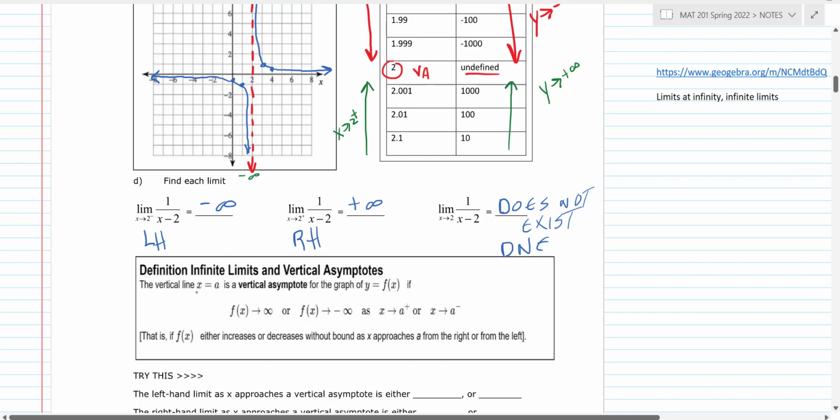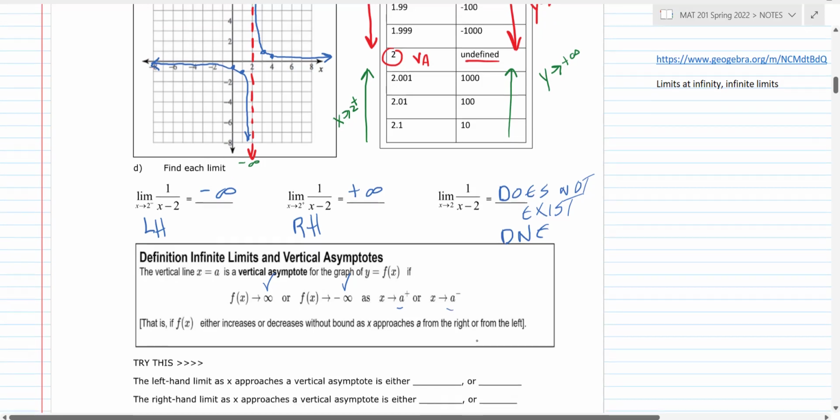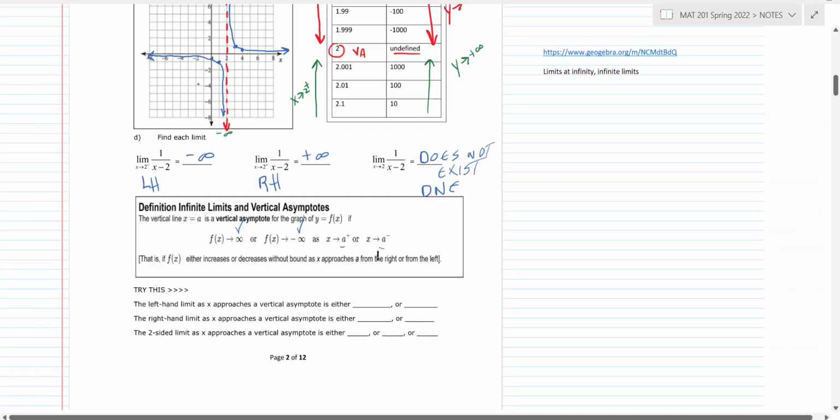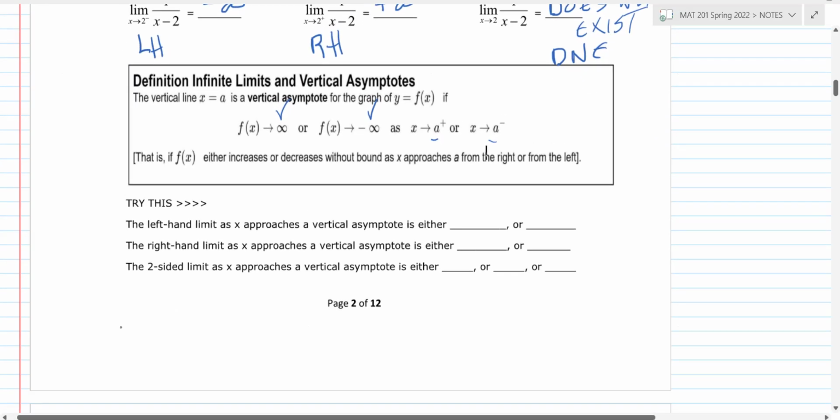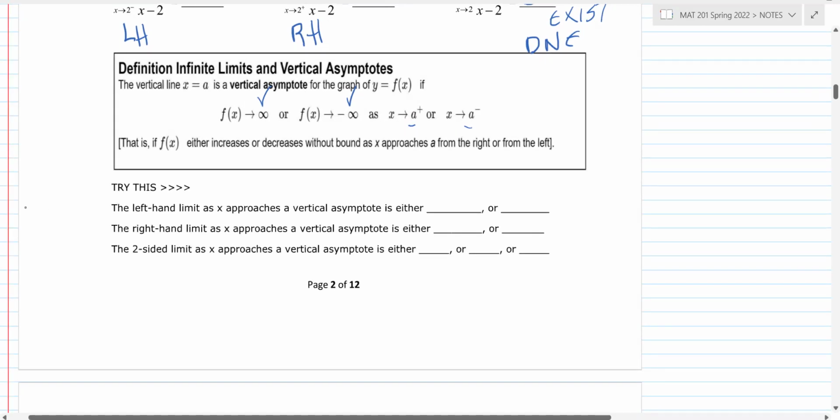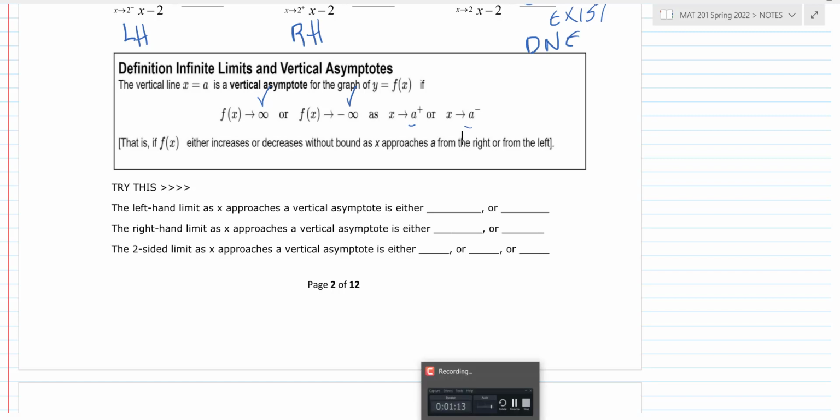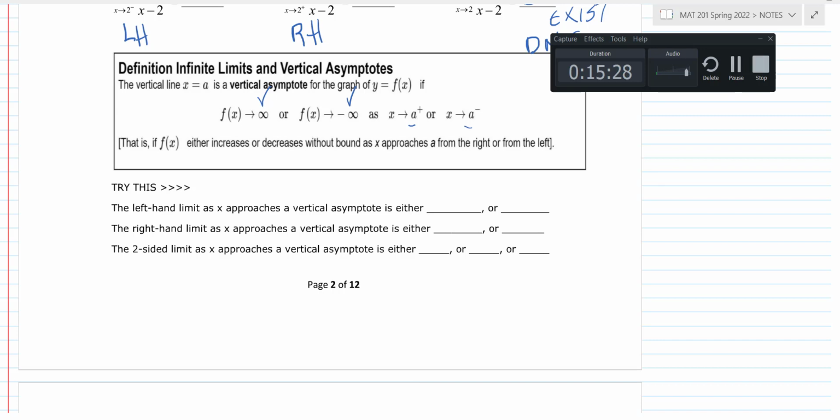You have a vertical asymptote. X equals A is a vertical asymptote if the graph either goes to infinity or negative infinity as x comes from the left or right on a limit. So that's what that's saying. Okay, so here's what I want you to do. First of all, I want you to just pause the video and fill this out. I really already answered that question, but just so that you're processing that, go ahead and fill that out.